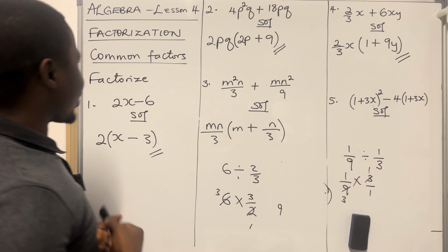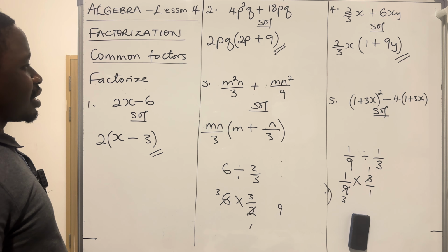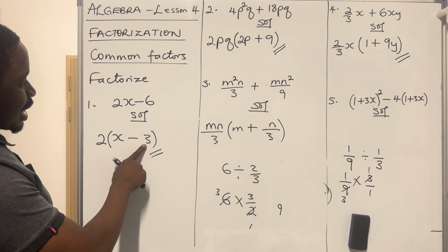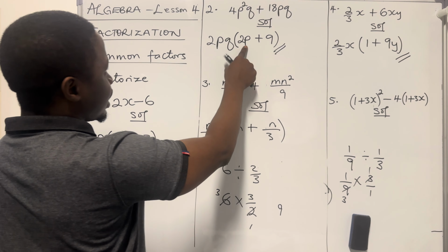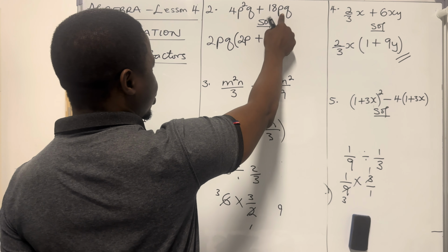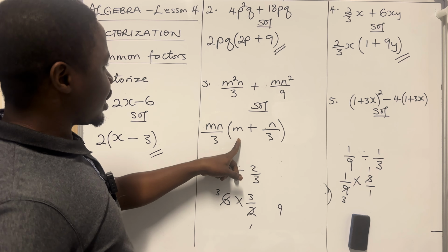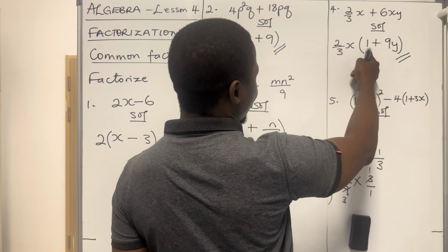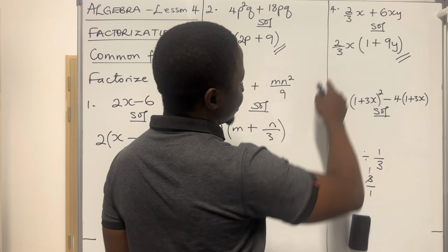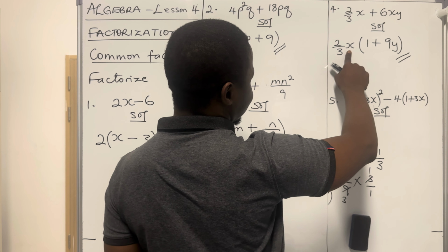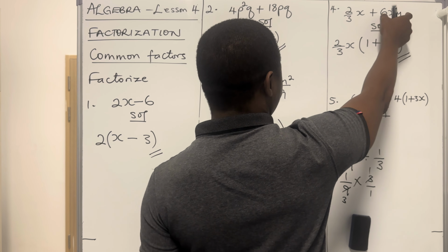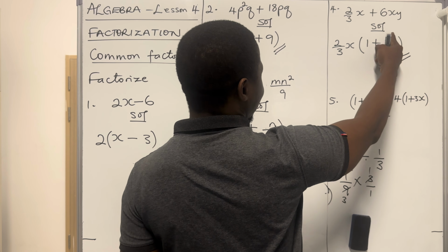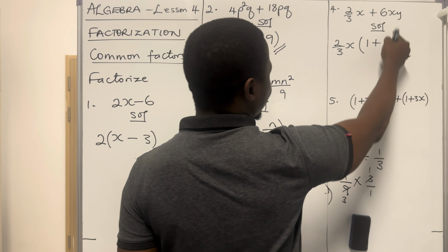So factorization of common factors, if you want to prove, what do we say? 2 times x is 2x. This times this is this one. You multiply this by this, you get this. You multiply this by this, you get this one. You multiply this by this, we get this. The same thing goes. So 2 over 3x times 1 is 2 over 3x. 2 over 3x times 9y, you can still get this one again because 3 into 9 is 3 times. 3 times 2 is 6. X times y is xy.